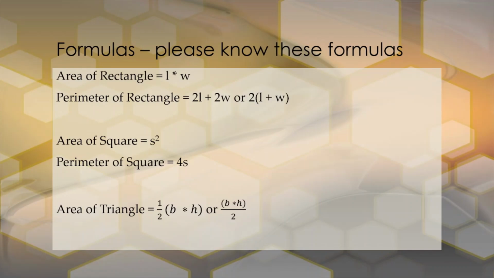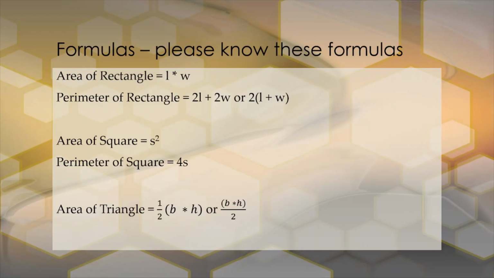The perimeter, which remember, means just add up all the sides. So you do 2 times the length plus 2 times the width, or you can write it as twice the length plus the width. If we have a square where all the sides are the same length, the area is just the side squared, and the perimeter is 4 times the side.